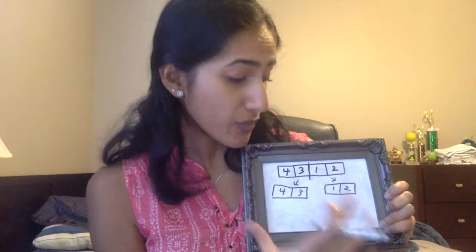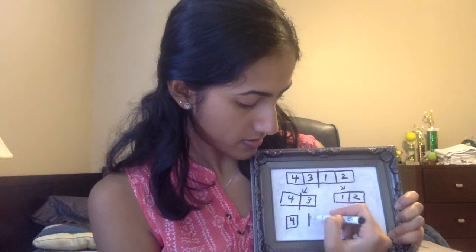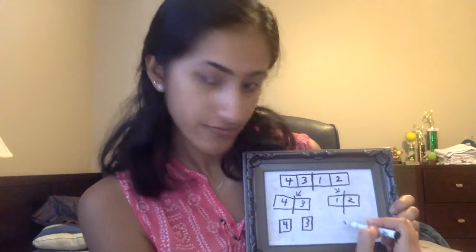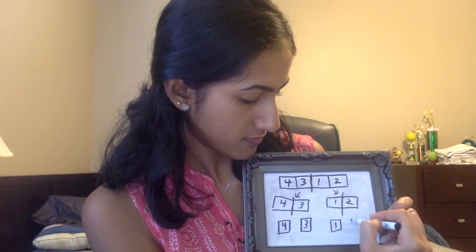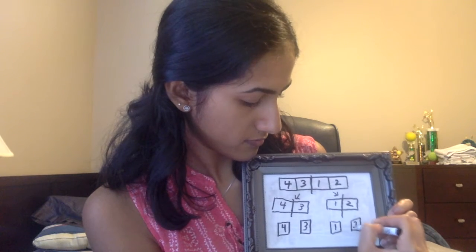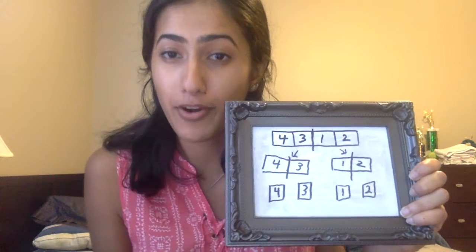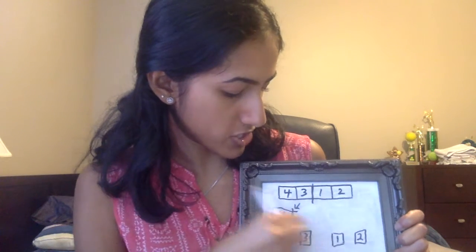But we don't have 4 separate chunks yet, so we need to follow step 1 again. So cut this list in half. We have 4 and 3, and cut our second chunk in half too. So now we have 4 chunks at the bottom with only 1 number in each chunk. So now we don't need this top part because we've got our 4 chunks.